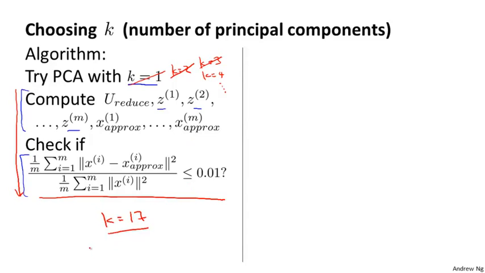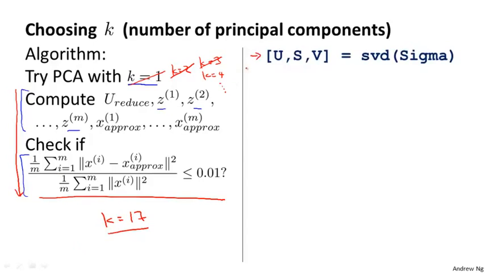So that's one way to choose k: choose the smallest value of k so that 99% of the variance is retained. But as you can imagine, this procedure seems horribly inefficient. If we're trying k equals 1, k equals 2, we're doing all these calculations. Fortunately, when you implement PCA, it actually gives us a quantity that makes it much easier to compute these things as well.